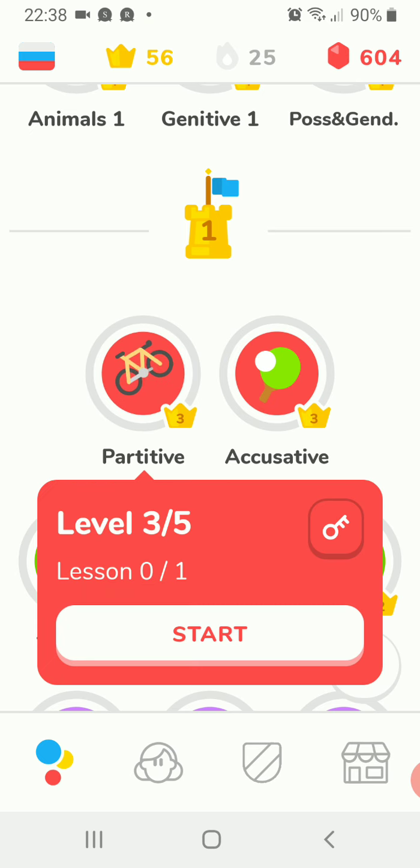So how do you say water in Russian? Voda. But how do you say glass? Stakan. Stakan vody, of water. It's not voda, but vody. This is how you have to put it.